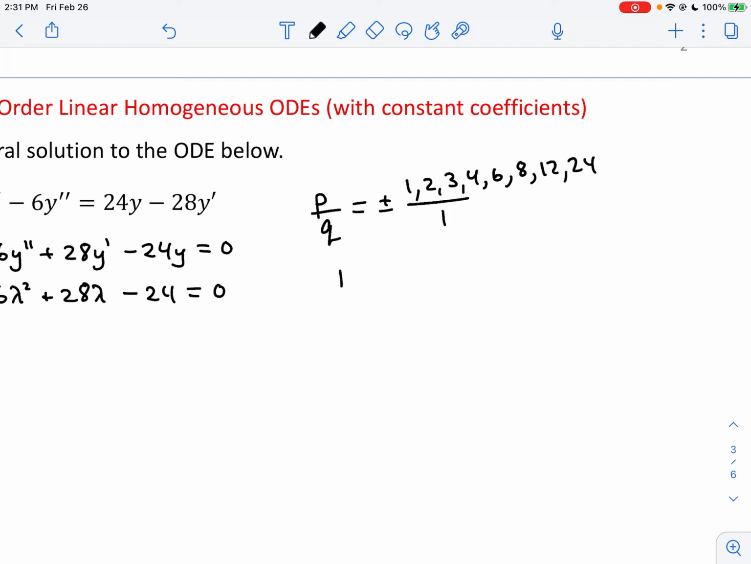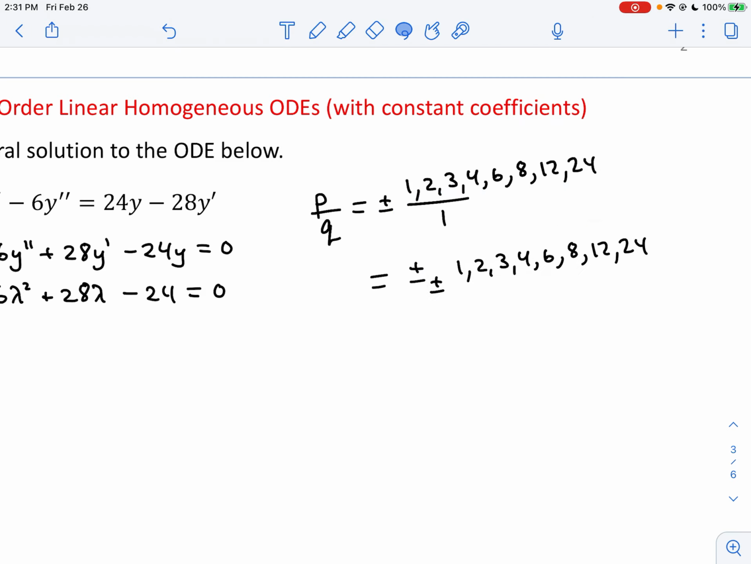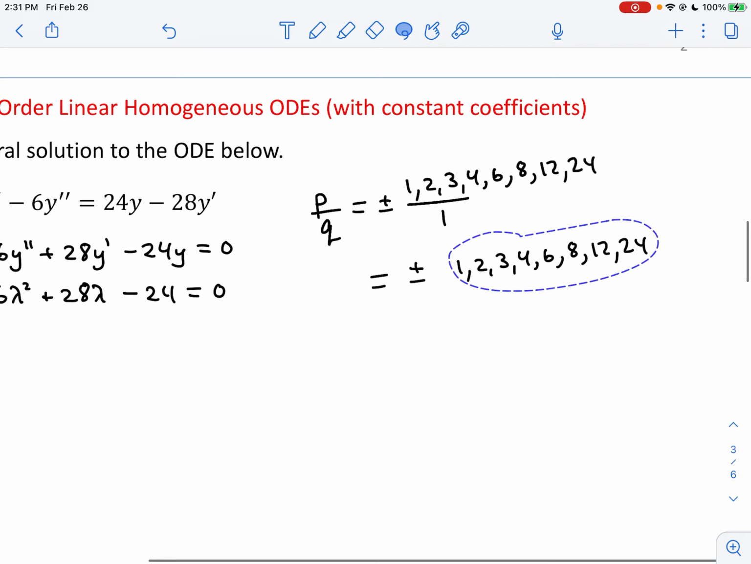So the possible rational roots, well, because we're only dividing everything by 1, it's just going to be this list of numbers in the numerator, really. So here's our possible rational roots.